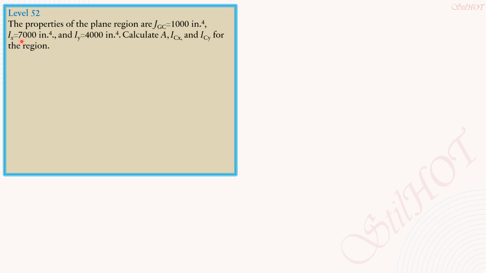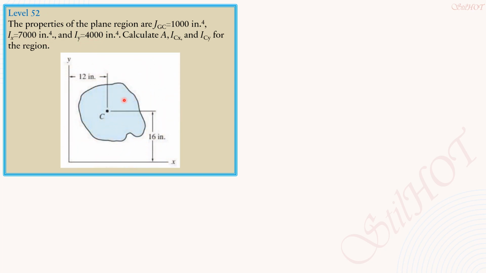Problem 52. The properties of the plane region are: polar moment of inertia with respect to the centroid, 1000 inches to the fourth, Ix 7000 inches to the fourth, and Iy 4000 inches to the fourth. Here is the given figure. Calculate the area, the moment of inertia with respect to the centroidal x-axis, and the moment of inertia with respect to the centroidal y-axis for the region.